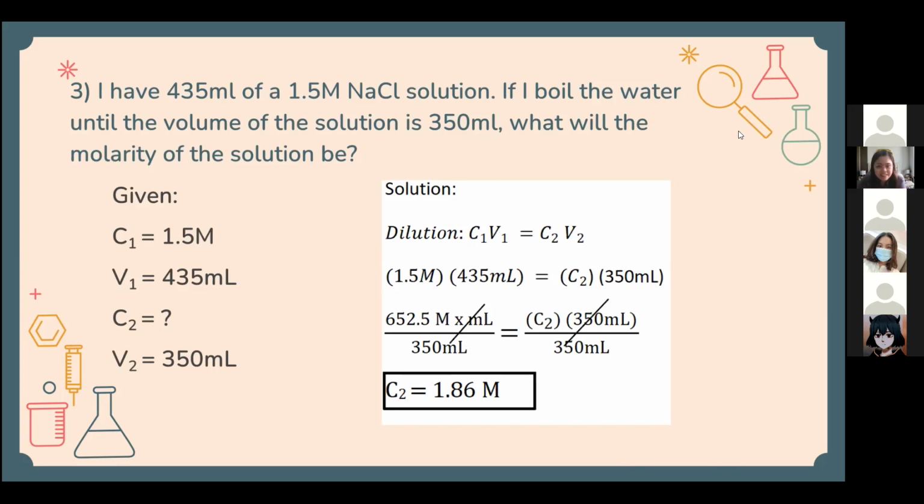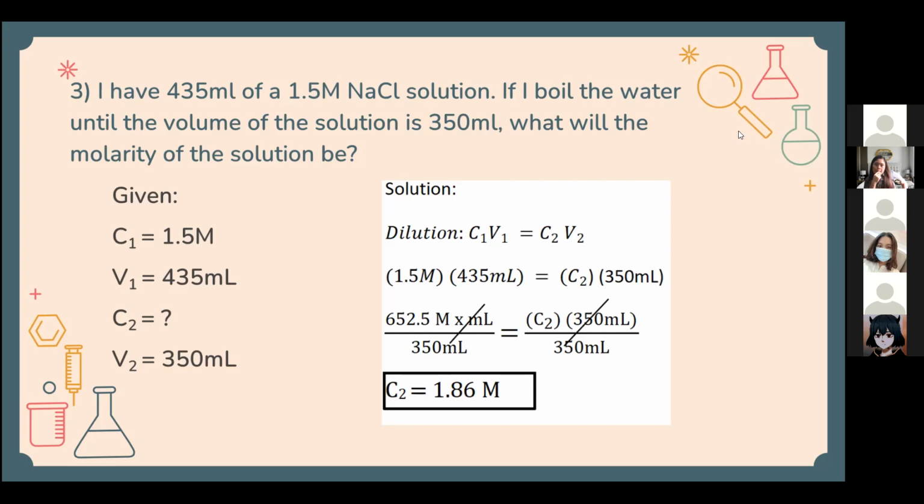Sige, number 3. So problem number 3. I have 435 ml of 1.5 M sodium chloride solution. If I boil the water until the volume of the solution is 350 ml, what will the molarity of the solution be? So to get the C2, since siya din ang ginahanap, our formula is dilution, C1V1 is equals to C2V2. Giving the following given, our C1 is equals to 1.5 M, our V1 is equals to 435 ml, and our V2 is equals to 350 ml.